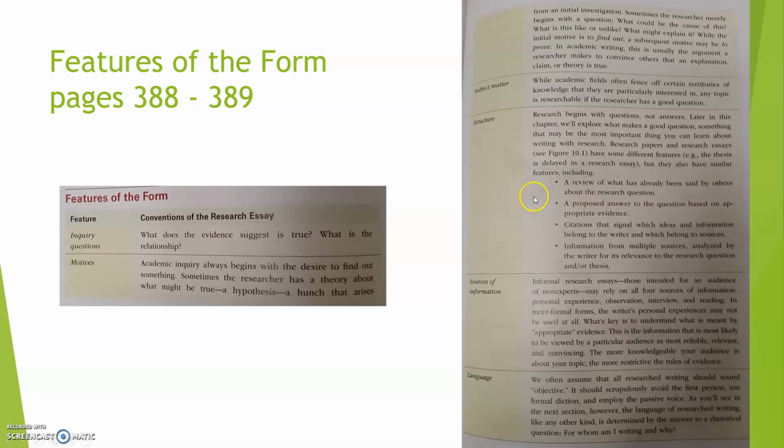These all have similar features. A review of what has already been said, some background research about what other people in the field think or believe, a proposed answer to the question. So your thesis will be the answer to your research question. Citations that signal which ideas and information belong to the writer. Failing to include those citations means that the paper could be considered plagiarism.